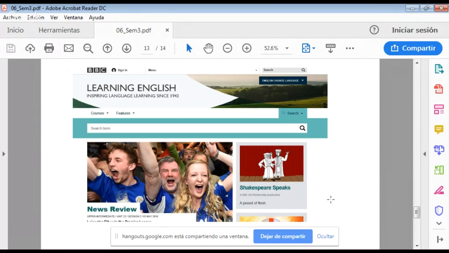Entonces, traten de buscar artículos y lecturas que sean de su interés, pero que estén en esta lengua, en inglés, para que les ayude a entenderlo mejor y a aumentar el vocabulario que tengan.